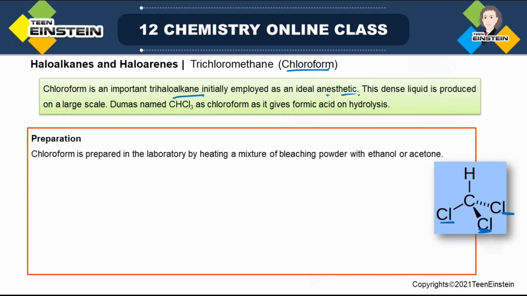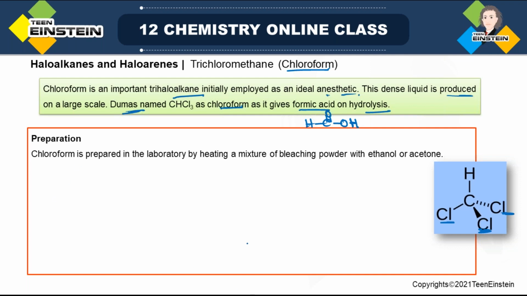Initially its use was mainly as an anesthetic, and this dense liquid is produced on a large scale for that purpose. And Dumas, that is the name of the scientist, named CHCl3 as chloroform because it gives formic acid, HCOOH, when it is hydrolyzed. So because of that fact, its common name is now chloroform.